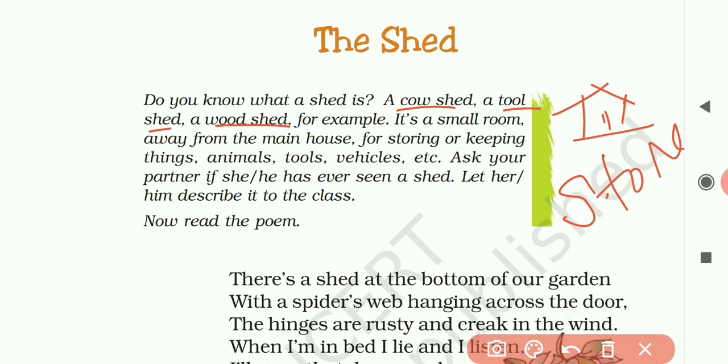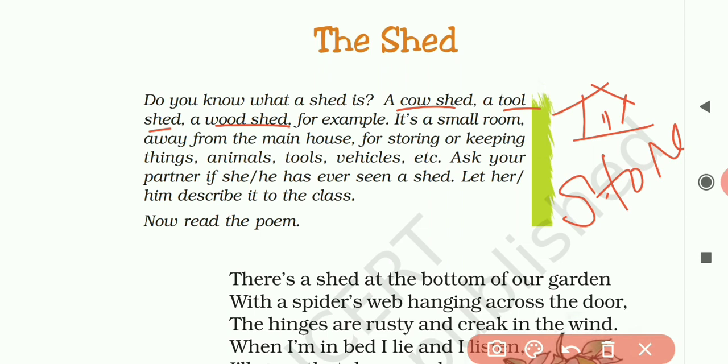A cow shade means a place where the cows or the buffaloes are kept. A tool shade refers to a place or a small house or a room where we usually keep our necessary or essential tools. A wood shade, what do you know? A shade made of wood, or a shade where you have stored some wood for your future use, right? So altogether I can say that a shade refers to a small room.